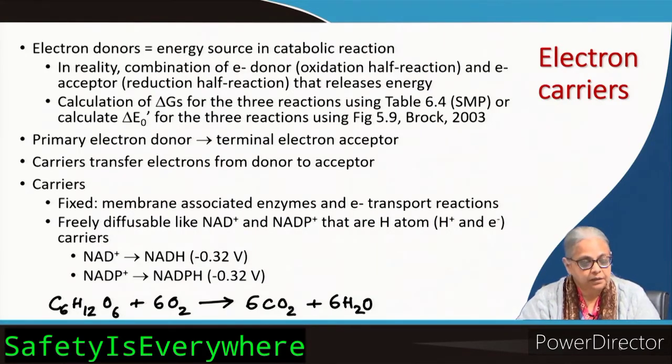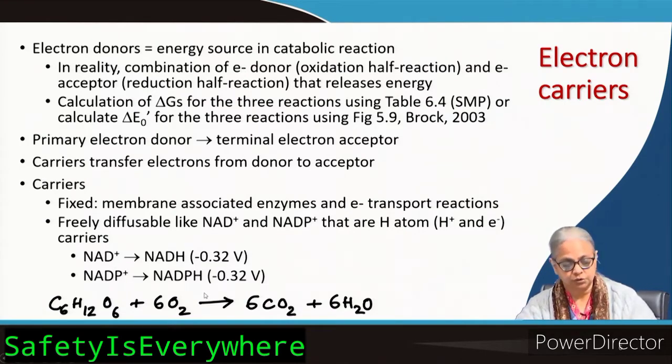So I was saying that there are two types of carriers, fixed and freely diffusible. The fixed carriers are the membrane associated enzymes that are part of the electron transport reactions. And you also have freely diffusible carriers like NAD+ and NADP+ that are capable of donating and accepting both protons and electrons, or the entire hydrogen atom as a whole. So you can see NAD+ going to NADH, you can see the electron potential as well as NADP+ and NADPH.